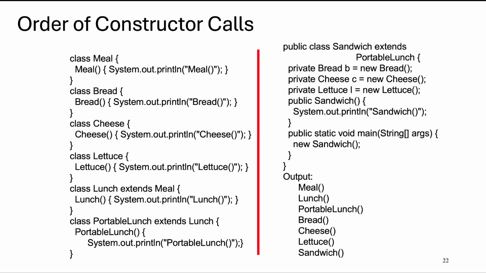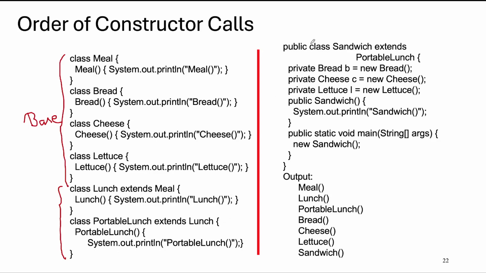Watch carefully. We have meal, bread, cheese, lettuce as the base classes. They are the base classes. Next, we have lunch and portable lunch classes, which are not base classes but they are inheriting from the base classes meal and lunch respectively.